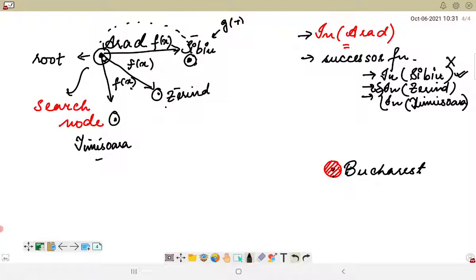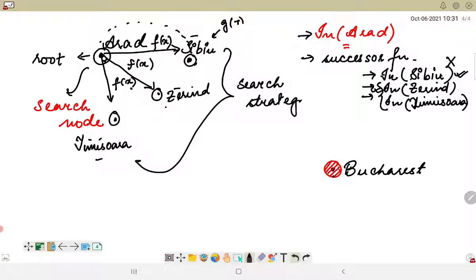Right? So we can choose any of the options which are there, and this choice of which state to expand is determined by the search strategy. Okay, so this entire process, we call it the search strategy. This will follow certain parameters, certain costs, and then it will lead to which point I should be expanding in the first place.